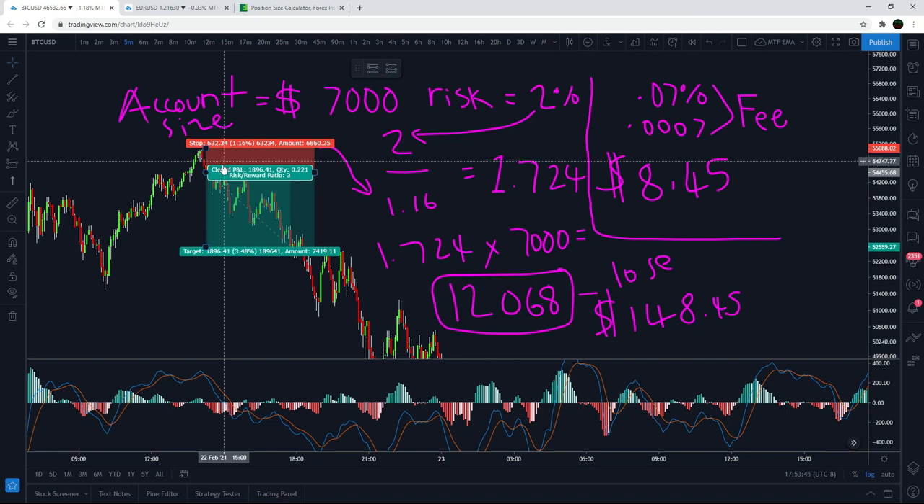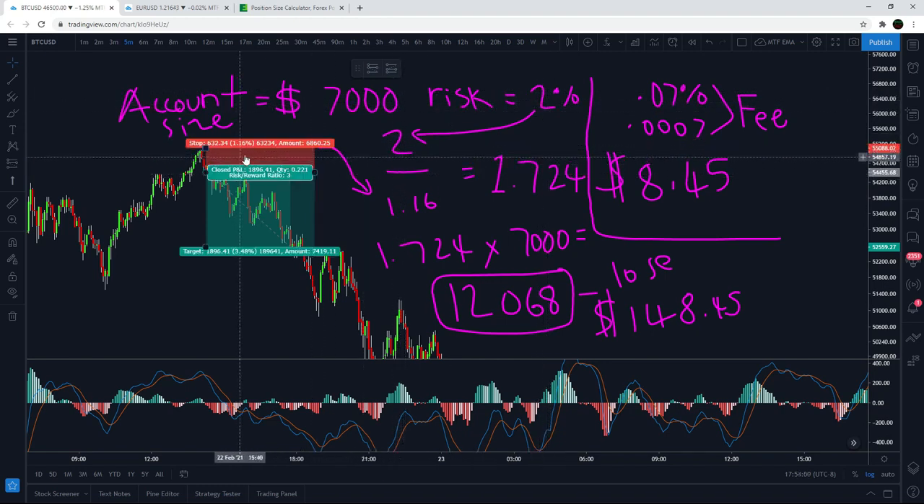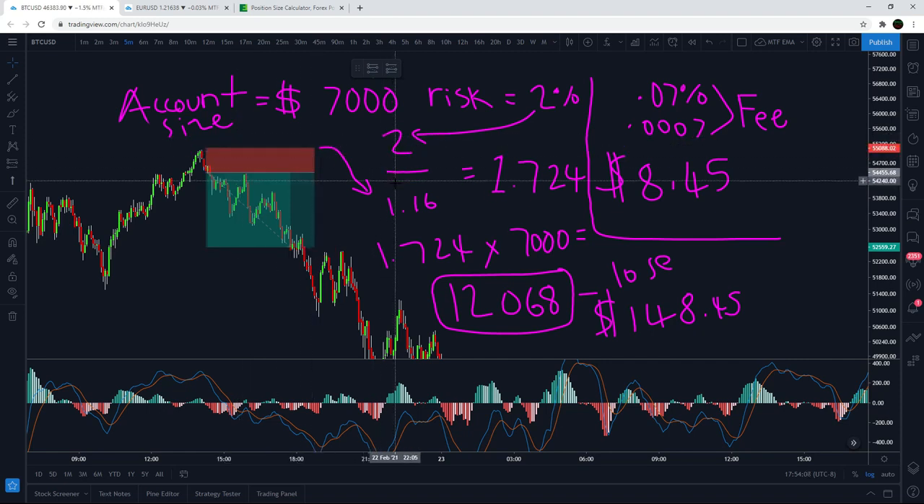Next thing we're going to take a look at is what's our account size? Well, it's 7,000. What's our risk? 2% per trade. Same deal. Now, to calculate our position size, we need to take that 2%, and we're going to bring that 2 over here and divide it by this risk percentage where our stop loss is. So our stop loss is 1.16% away from our entry. So 2 divided by 1.16, which equals 1.724.